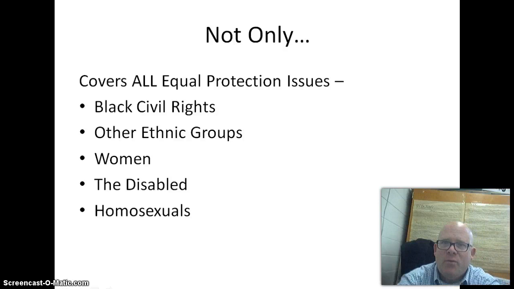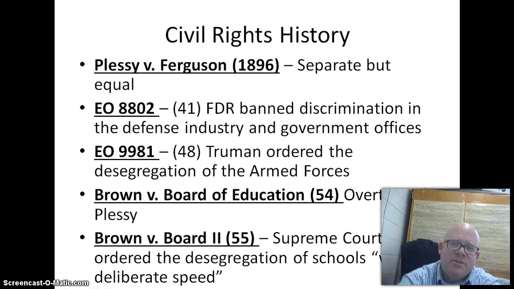All right, when we're talking about civil rights, we're not just talking about civil rights for African Americans. We're talking about civil rights for all persons. Civil rights are going to cover all equal protection issues: African American civil rights, other ethnic groups, women, the disabled, and homosexuals are all going to be covered under these civil rights protections. When we look at civil rights history, here's a brief breakdown on the slide. The big one, Plessy-Ferguson, really does establish the idea of separate but equal, and that dealt with trolleys and the mixing of whites and blacks on trolley transportation.